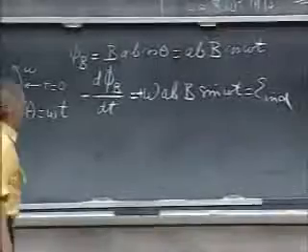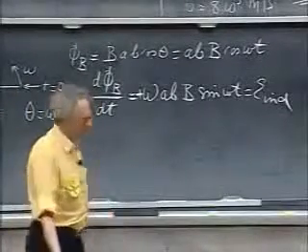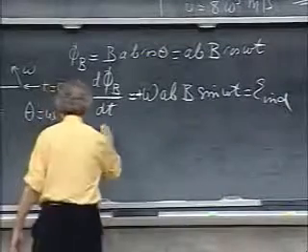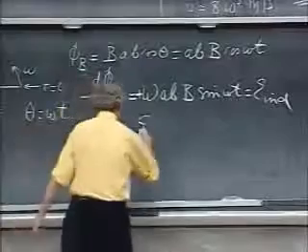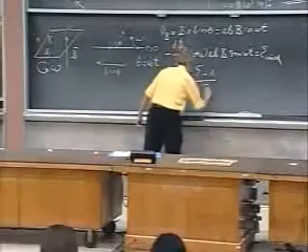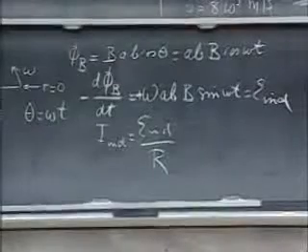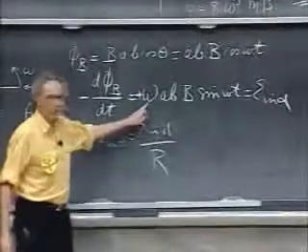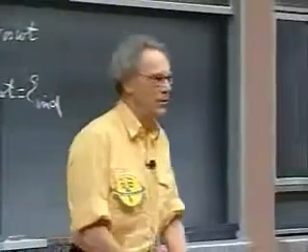Notice that the induced EMF itself is linearly proportional with omega. And so my induced current that is going to run in that loop is the induced EMF divided by the resistance of that loop. And so if the induced EMF is proportional to omega, so is the induced current. So if you go faster around, you get a higher current for the same resistor.